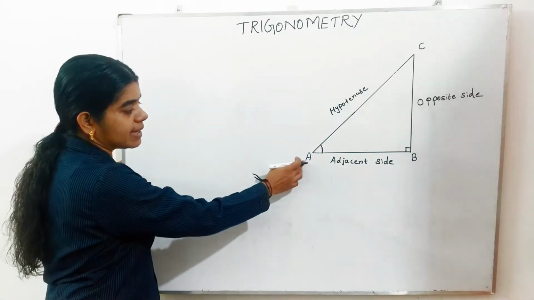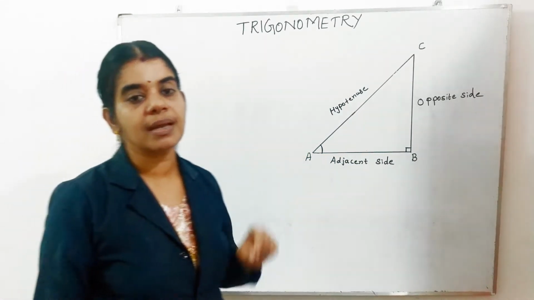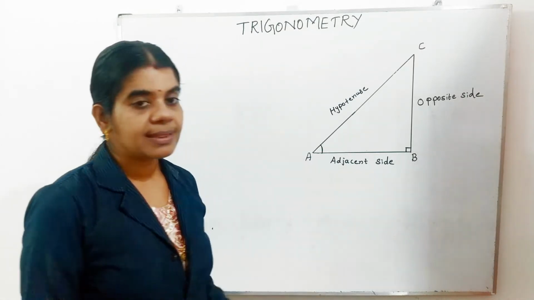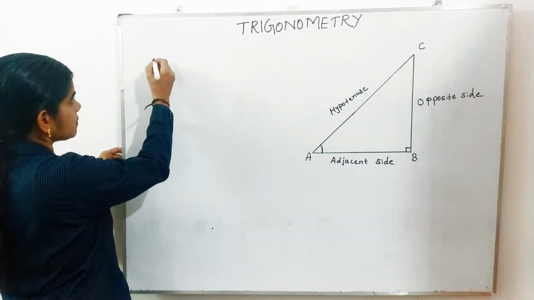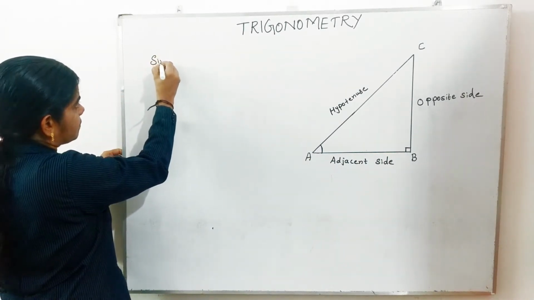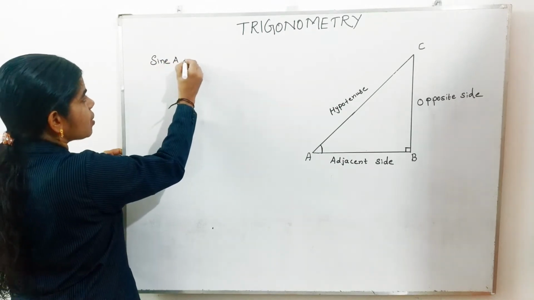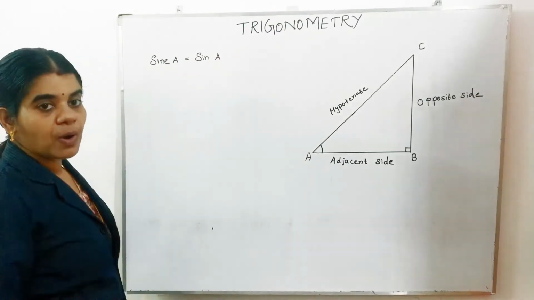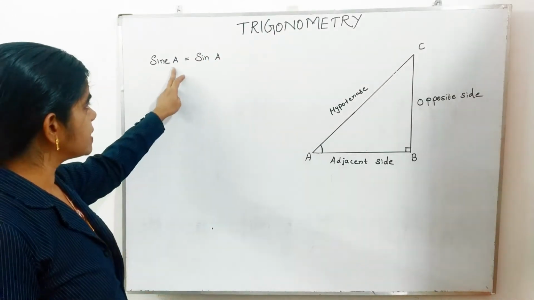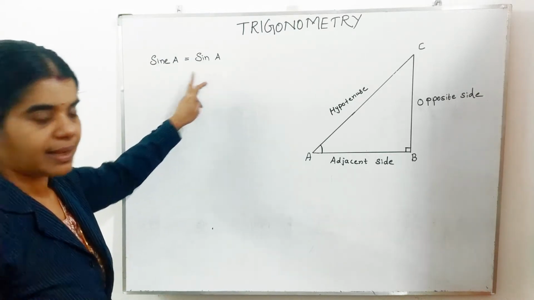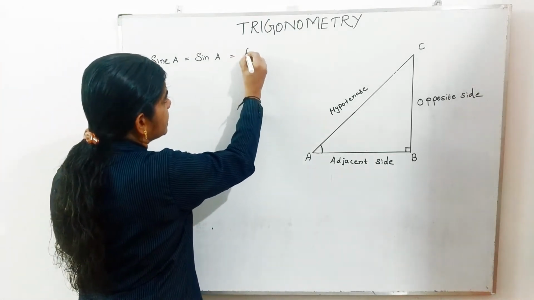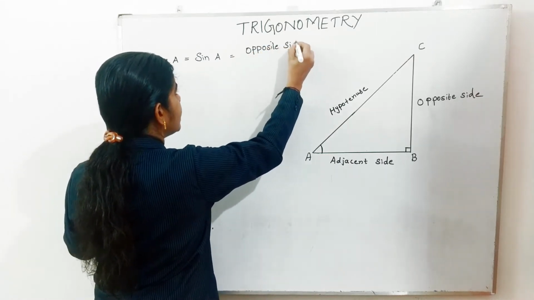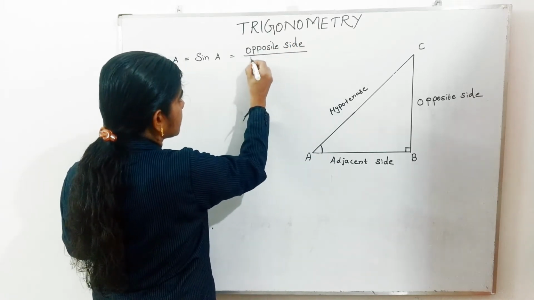Then based on angle A, I am going to write the 6 ratios, which are known as the trigonometric ratios. We are taking A, that's why first sin A. Its short form we will write as sin A. That is not a product of sin into A. Sin A is equal to opposite side divided by hypotenuse.